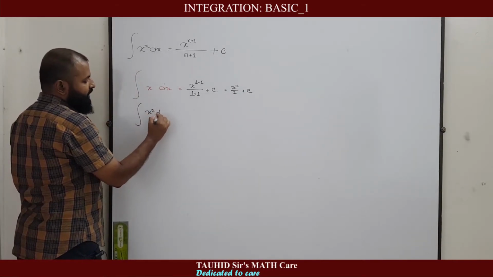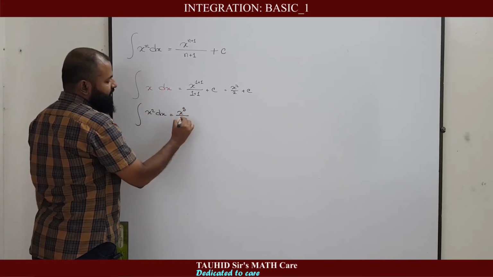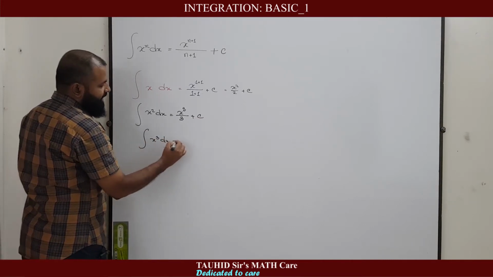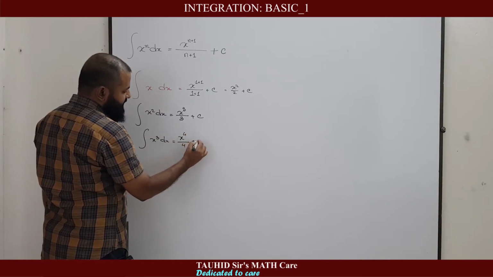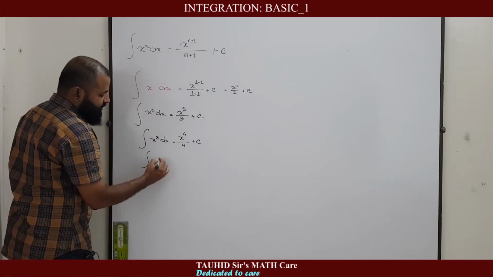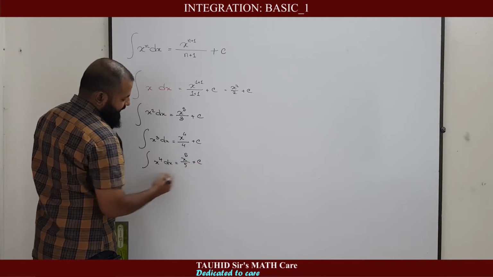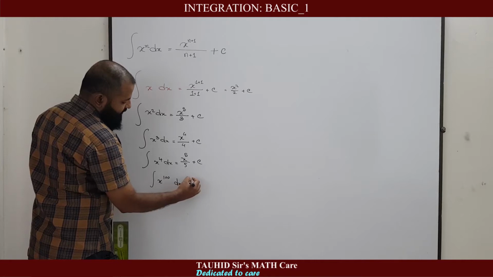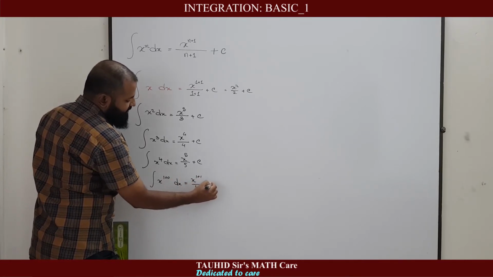Integration of x square dx equal to x to the power 2 plus 1, that means 3 divided by 3 plus c. Integration of x cube dx equal to x to the power 3 plus 1, that means 4 divided by 4 plus c. Integration of x to the power 4 dx equal to x to the power 4 plus 1, that means 5 divided by 5 plus c. Integration of x to the power 100 dx, that means x to the power 100 plus 1, 101 divided by 101 plus c.